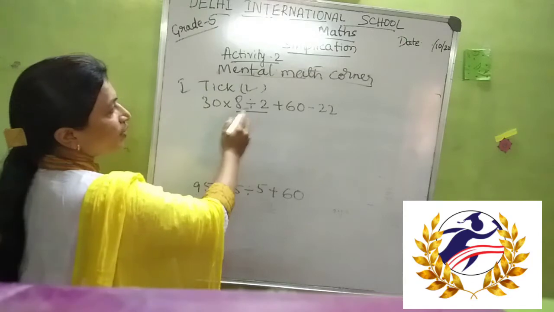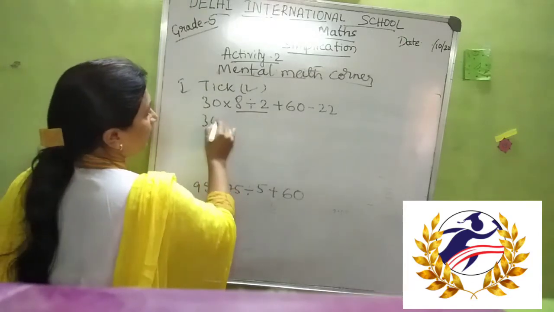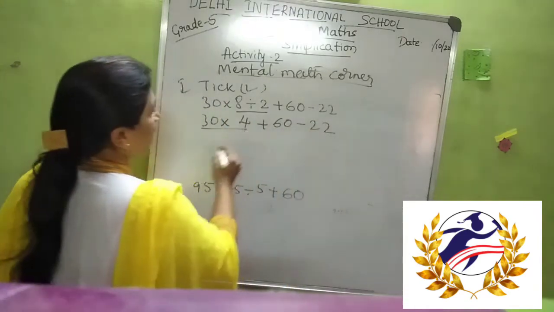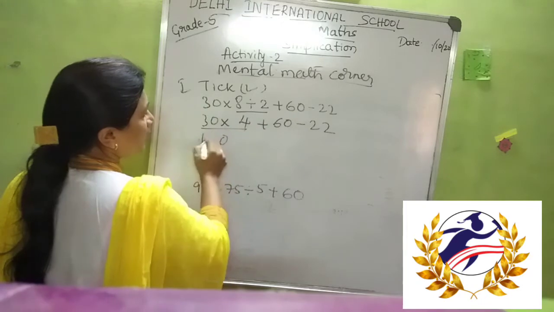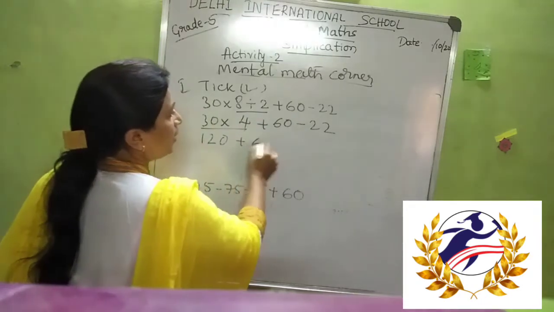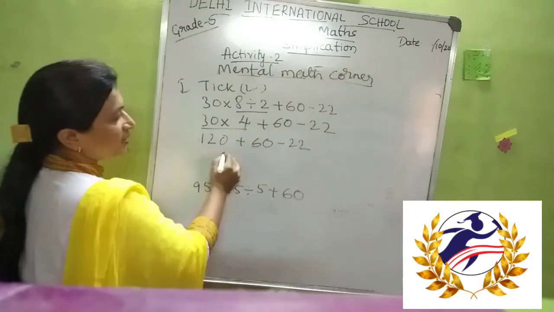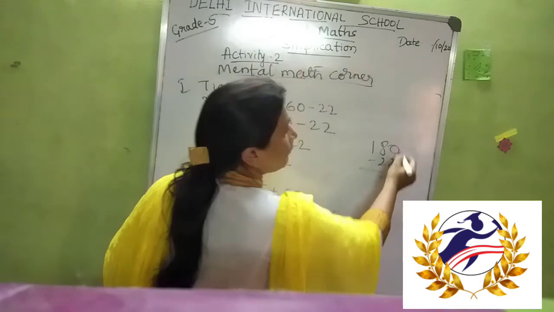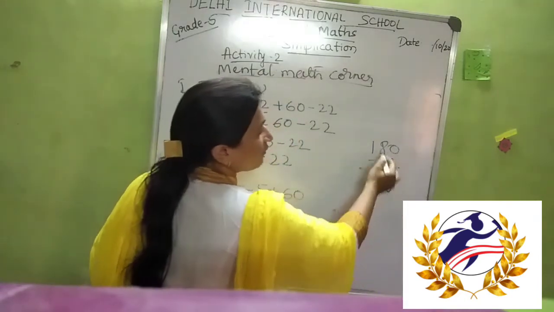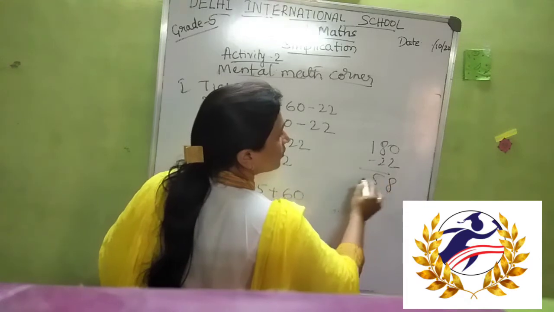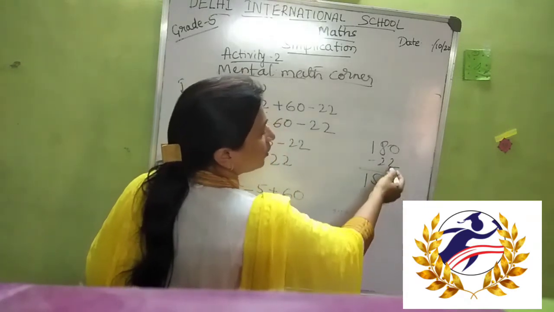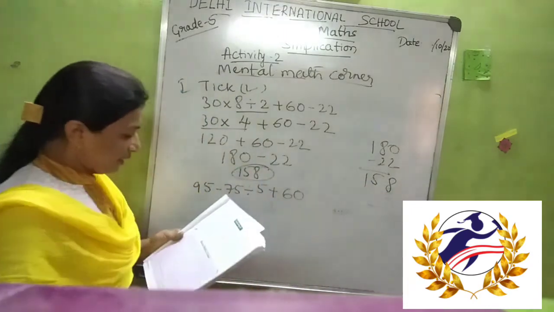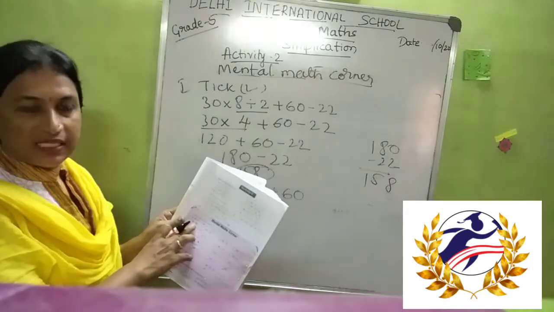So according to BODMAS rule, first we need to solve the division. So 30 into 2 4s are 8, that's why 4 instead of that. And then multiplication is taken. 4 zeros are 0, 4 3s are 12, 120. 120 plus 60 is 180, so then minus 22, 180 minus 22, so 10 minus 2 is 8, 7 minus 2 is 5, so 158 is the answer. Here they have given 158, first one is the answer for this.